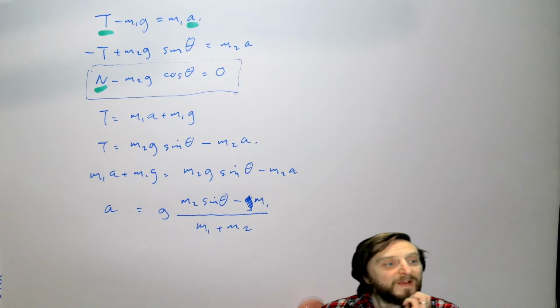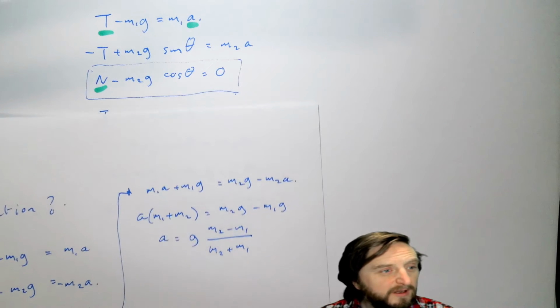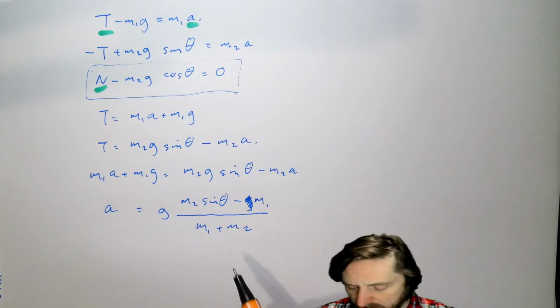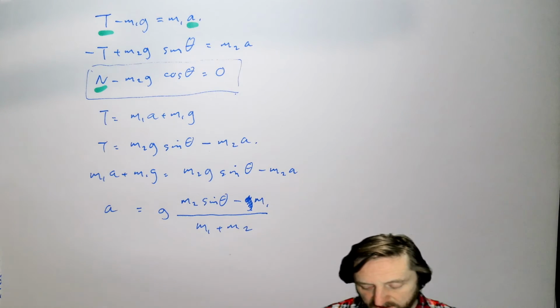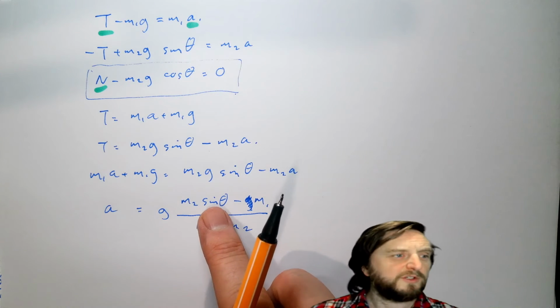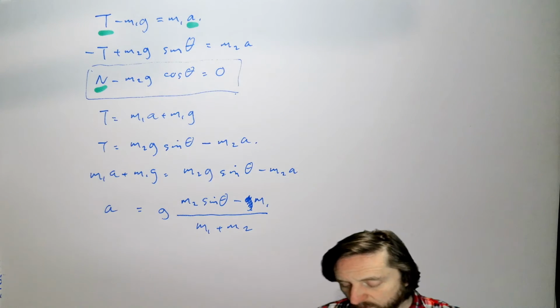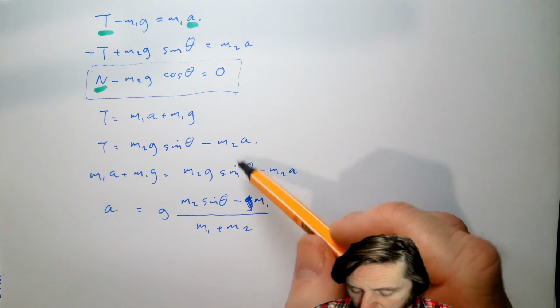Okay, so similar kind of result we had last time. Last time we had this one, now we have this one, and we've got this sine theta multiplied onto the m2 that we had before. The m2, which is the one on the slope.